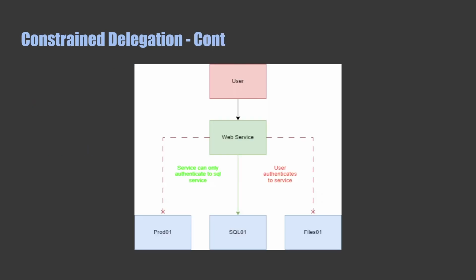Real quick before we do that, as you can see in this diagram, with constrained delegation, this time we can only access SQL. We cannot access the file server or the production environment. As in our list, we've been told we cannot access those, and we can only access one service, which in this case happens to be our SQL server.